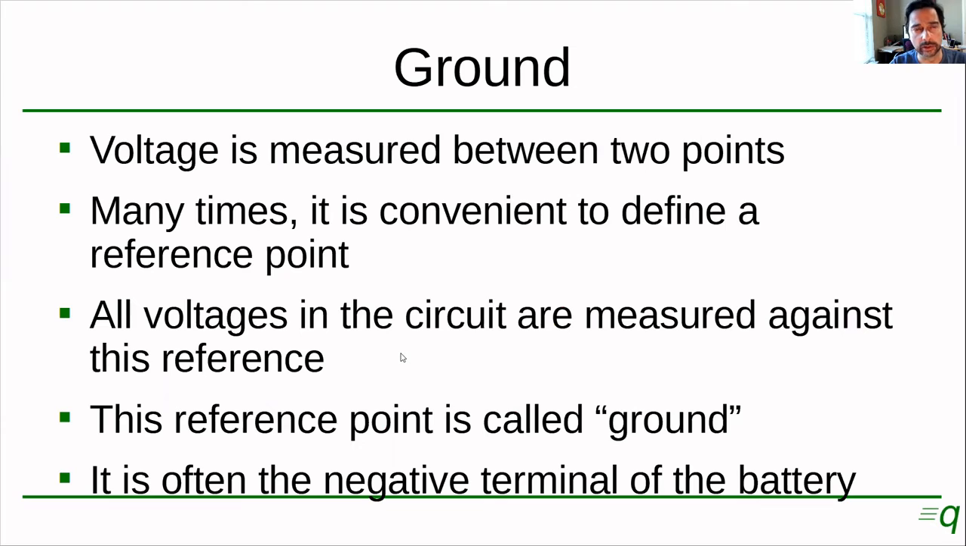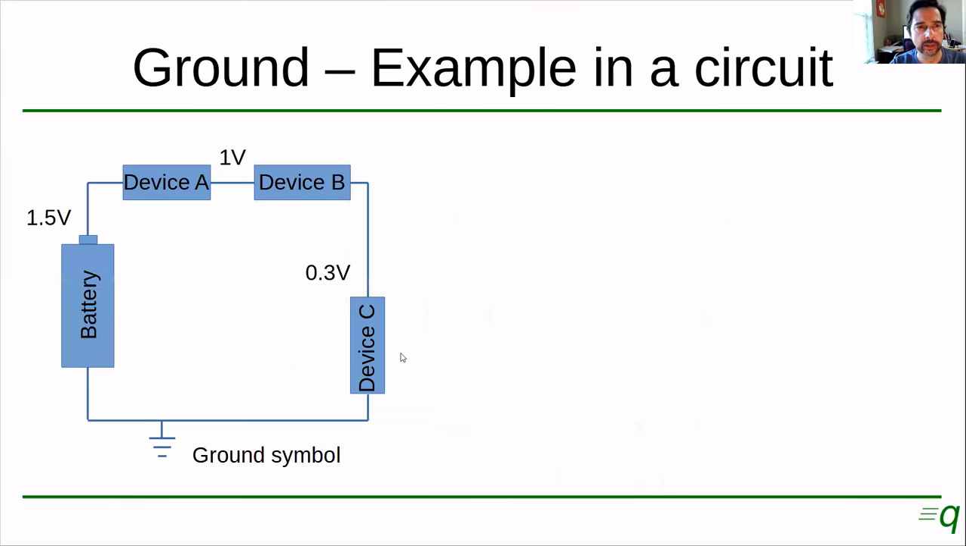It could be anywhere in the circuit, really. The advantage of using the negative terminal of the battery is that all the voltages are going to be positive, right? So it is easier because you're not going to be having positive and negative voltages. It's only positive voltages. It makes all the analysis a lot easier if you connect it to the negative terminal of the battery. Let's talk about ground and how that can be used in an example in a circuit.